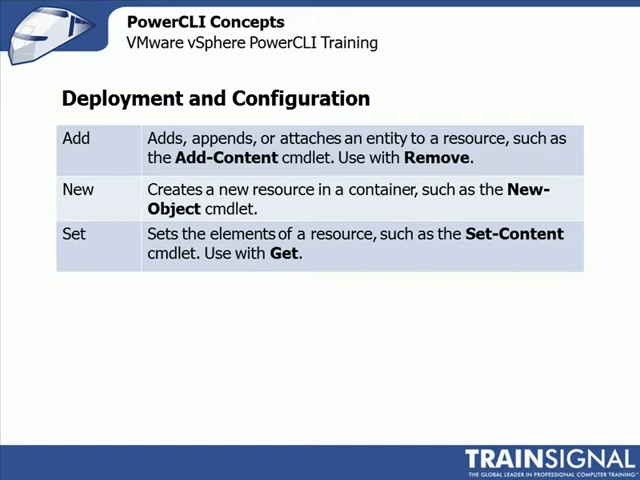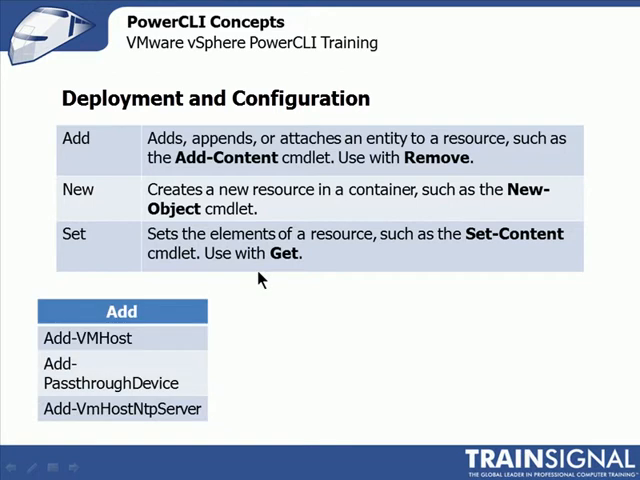New is something you would use to create a new resource in a container, such as the new object commandlet. And then set is used to set the elements of a resource. Here are some specific examples to PowerCLI. For example, add. I would use add VM host to add virtual machine hosts or ESX servers to my vCenter environment. Add pass-through device or add VM host NTP server. This is all talking about adding an entity to a resource.